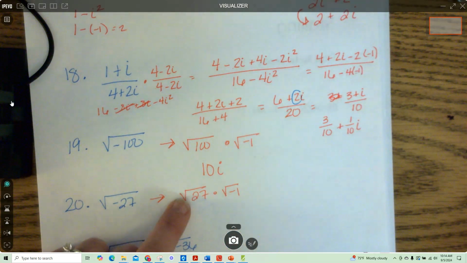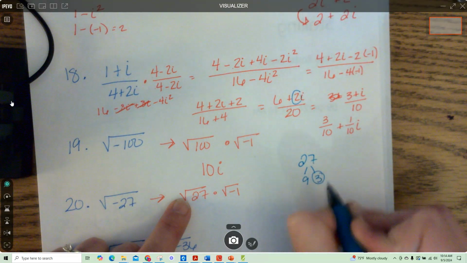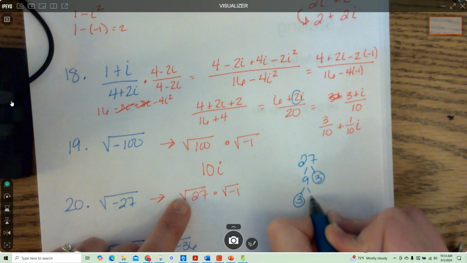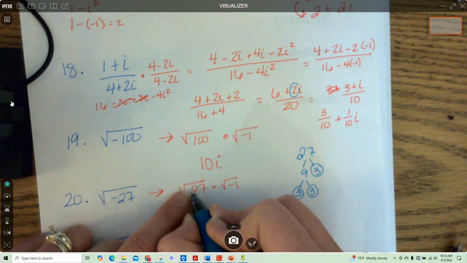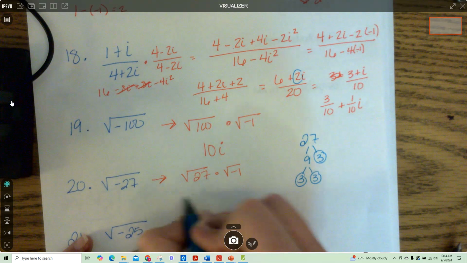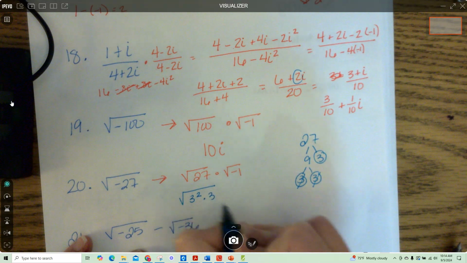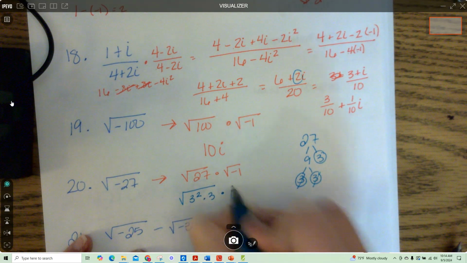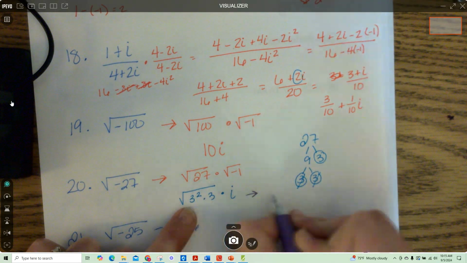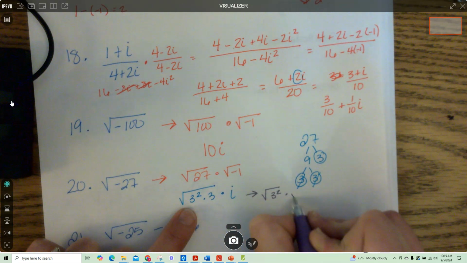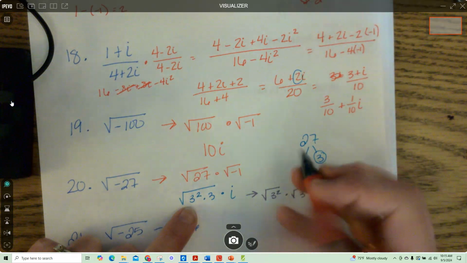Now, the square root of 27 is not going to go down that easy, so let's factor that. 27 is 9 times 3. 3 is prime. 9 is 3 times 3. All I want are groups of 2. There are several ways I can rewrite this, but I'm going to write it as 3 squared, and then I've got a 3 left over, times 3. And then we already know this is going to be an i. If I pull this radical apart, okay, this cancels.